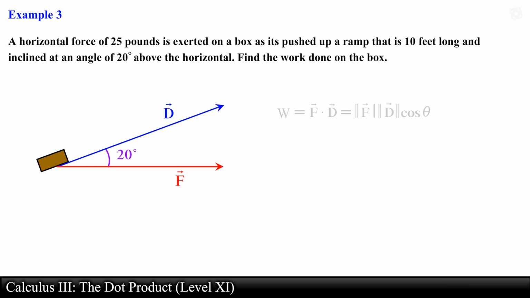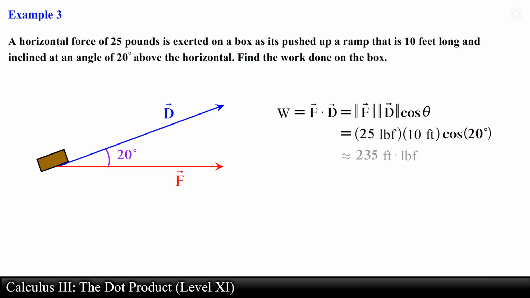Once again, we use the definition of work and multiply the magnitude of the force, the magnitude of the displacement, and the cosine of the angle between the vectors together. Simplifying the expression and rounding to the nearest degree, we obtain 235 foot-pounds as the final answer. Alright, let's go over the final example.